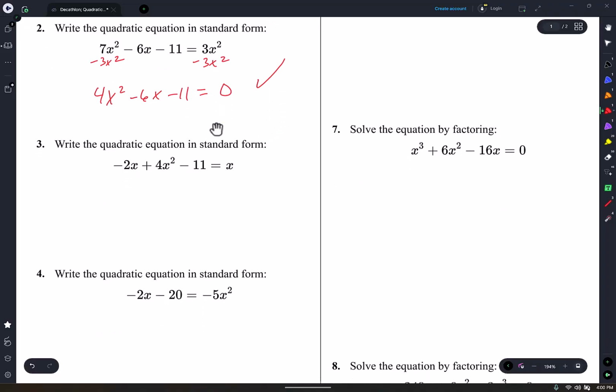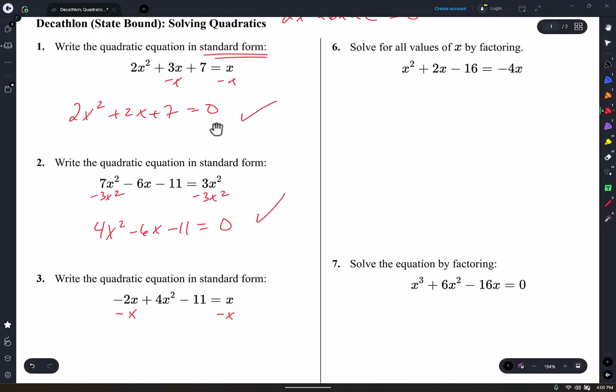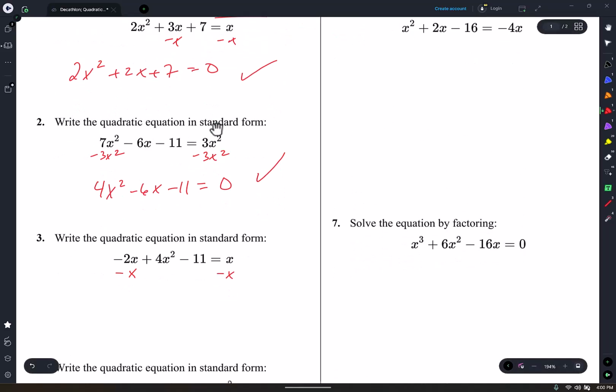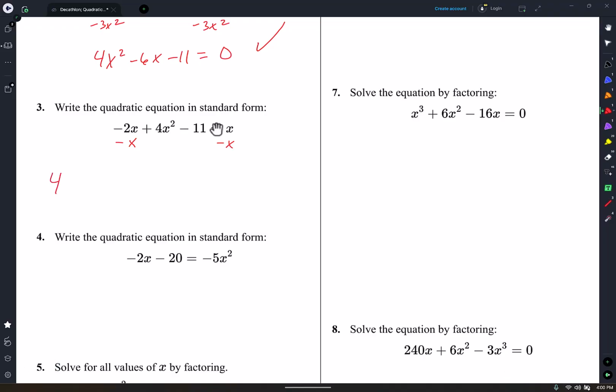Next question, write the quadratic equation in standard form. Not a big deal. They rewrote terms trying to trick you. Subtract x from both sides. Write the highest power first. So you're going to write 4x squared minus 3x minus 11 equals 0. Nothing crazy at all.